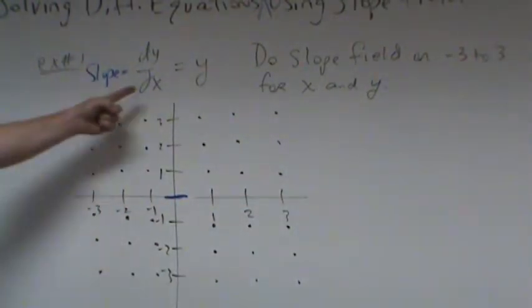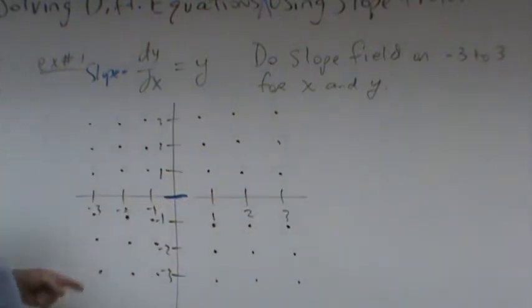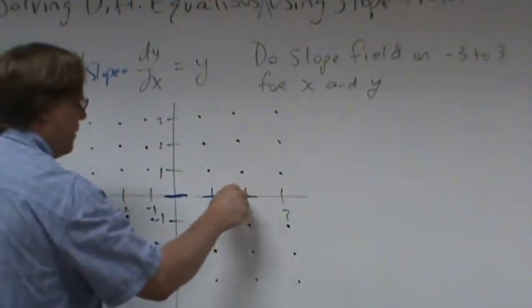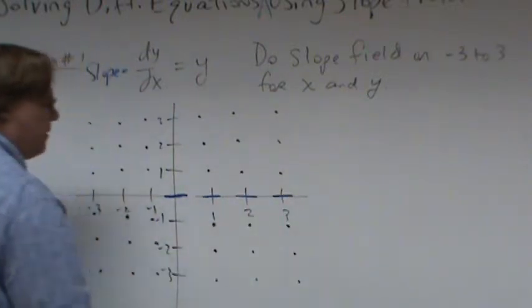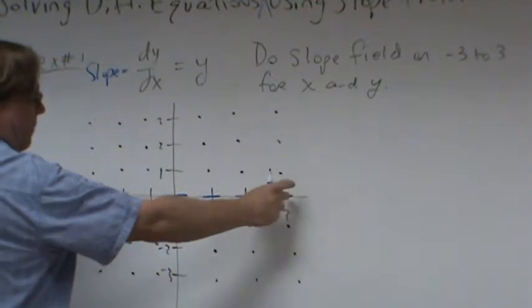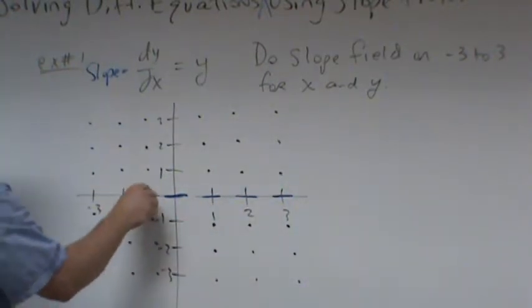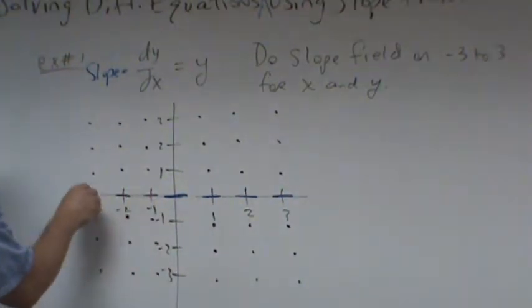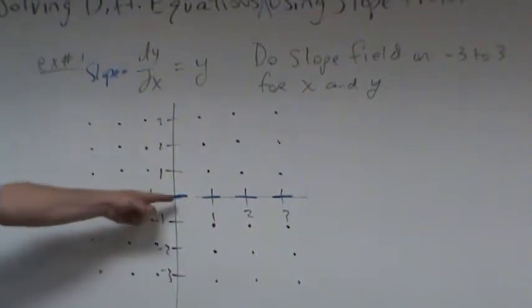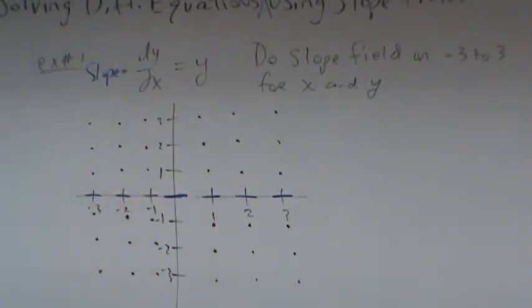It's going to be 0 because the y-coordinate for every point on the x-axis is 0. So at 1, 0, make your little slope, and at 2, 0, make a slope, and at 3, 0, make a slope. And like I said, the length of my slope is about a half. It can be more, it can be less, it doesn't matter, but make it about a quarter of the way to the left to the right. So I have just laid down a bunch of slopes.